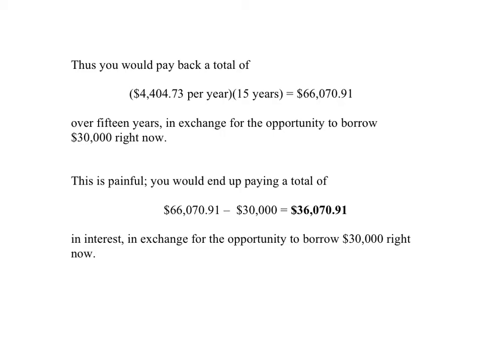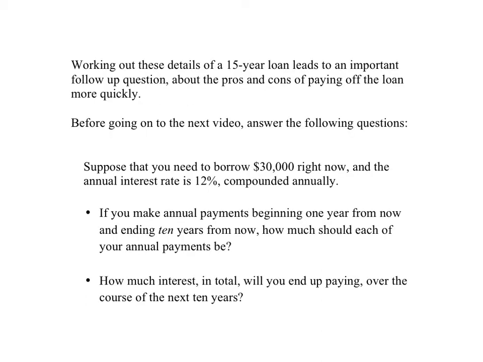What's the moral of the story? There are several morals of the story. One of them is, don't be in debt. Another moral of the story is, 12% is a very high interest rate. Part of making decisions about borrowing, whether to borrow and how much to borrow, depend on how high the interest rate is. So 12% a year is very high. Try to avoid it. Working out these details of a 15-year loan, as we just have, leads to an important follow-up question about the pros and cons of paying off the loan more quickly.